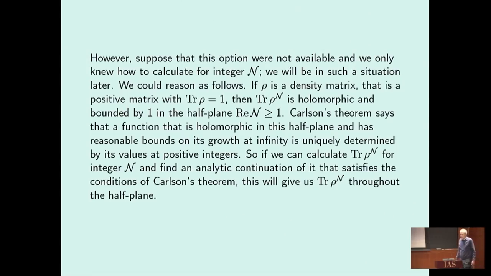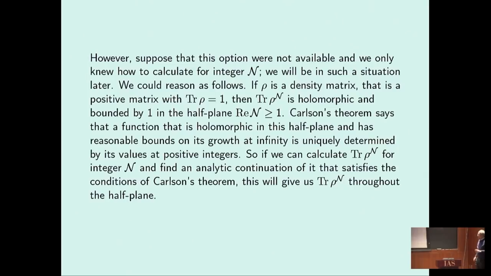But suppose we didn't have this way to access trace rho to the n for non-integer n. And the reason I'm supposing this is that we'll be in that situation in string theory. Then we could reason as follows. If rho is a density matrix, that is a positive matrix with trace rho equals 1, then trace of rho to the n is holomorphic and bounded by 1 in the half plane where real part of n is at least 1.